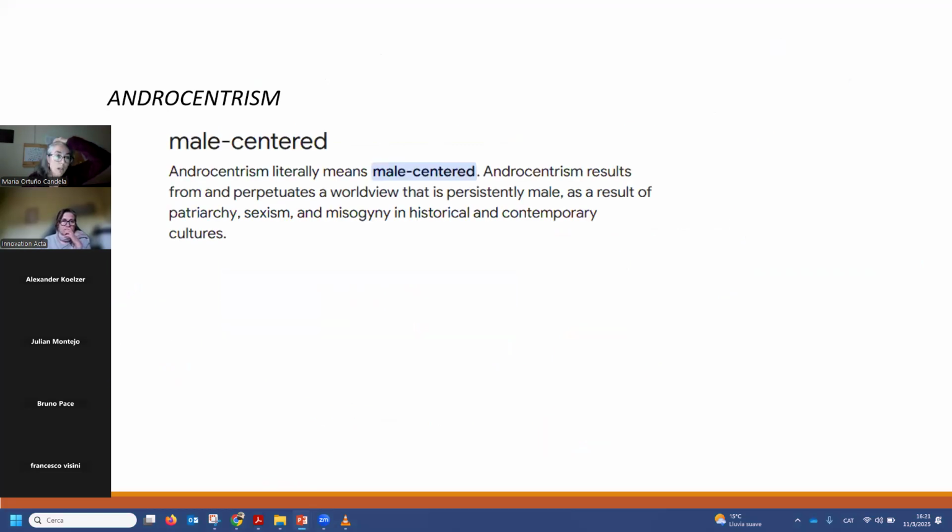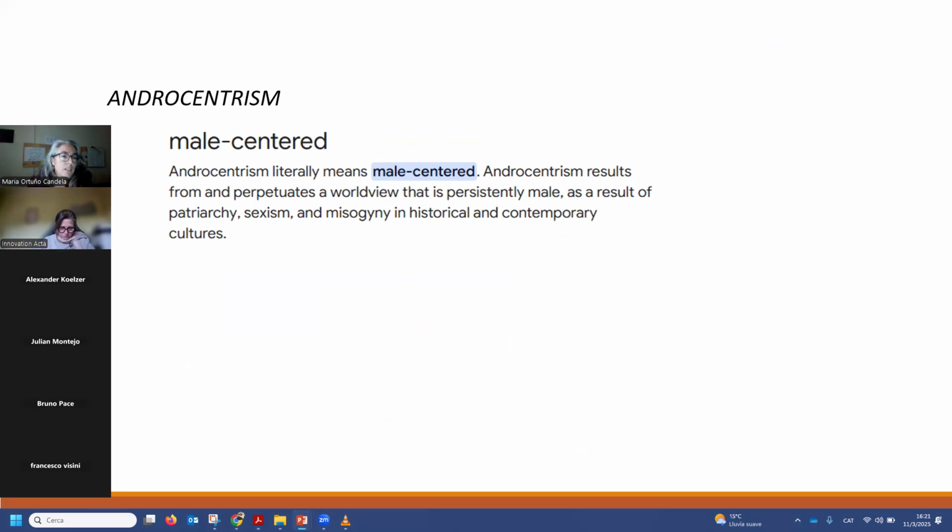Okay, so this is called androcentrism. I don't know if it's a technical word, but I think many of you know this term that means that the things that we do without realizing, without being conscious very often, but are male-centered, and that impact everything, many things.